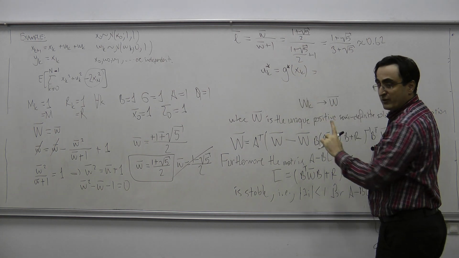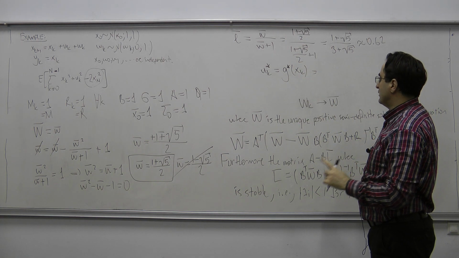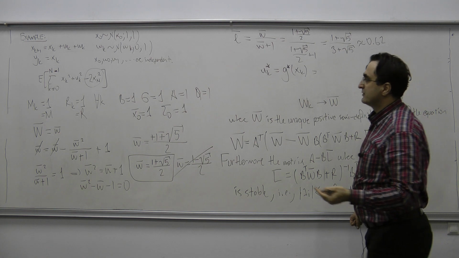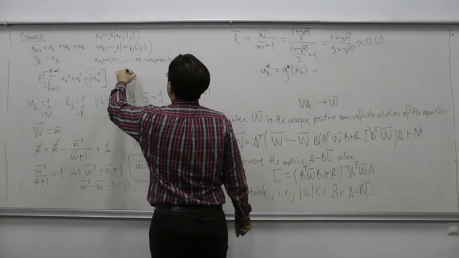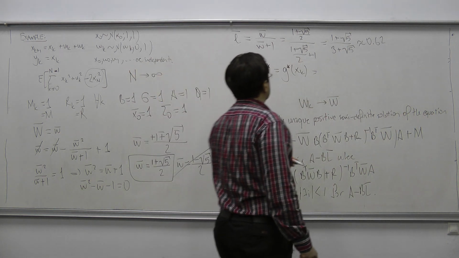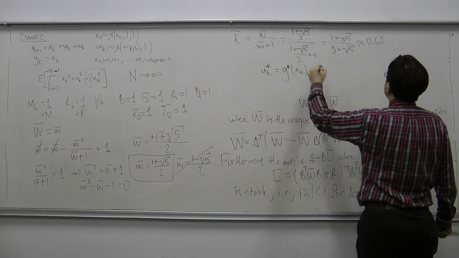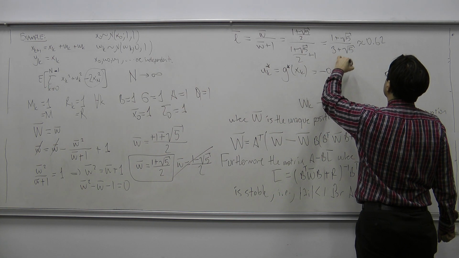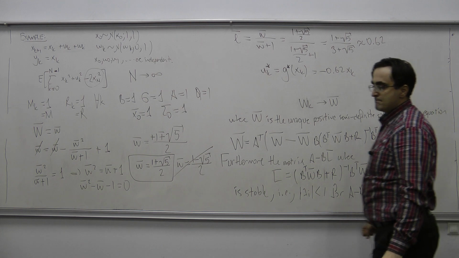So my steady-state feedback law is uk star, it is g star of xk. In this case, it's a stationary feedback law because we're considering the infinite horizon case. So I have n going to infinity, and this would turn out to be minus 0.62 xk.